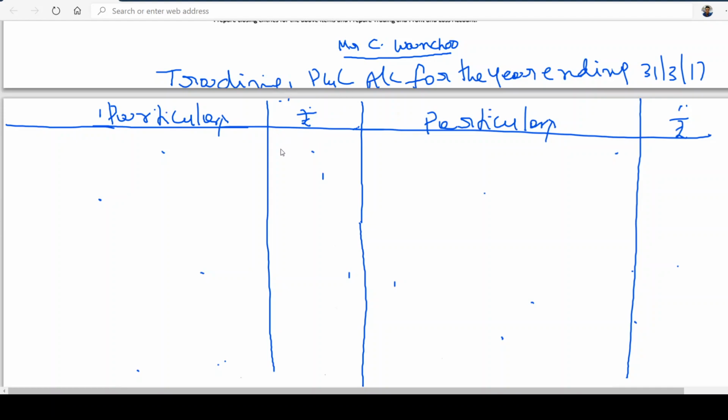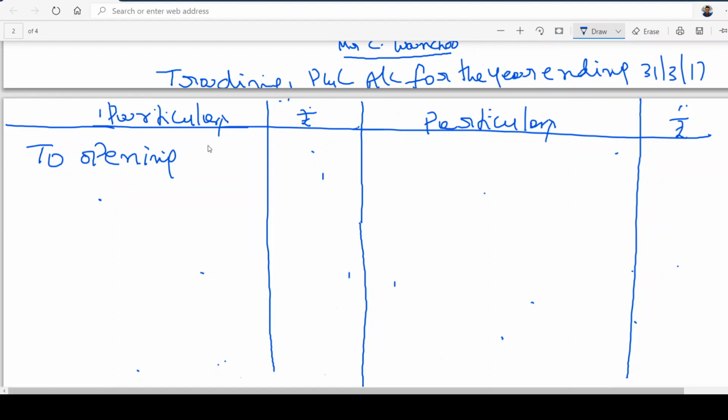We start with opening inventory. Inventory is nothing but stock. Opening inventory we are having 2 lakh rupees. Then we are having purchases. In this problem we don't have any purchase returns, so directly we can write purchases. Purchases will be debited to trading account. What is the amount of purchases? 18 lakhs 20,000.